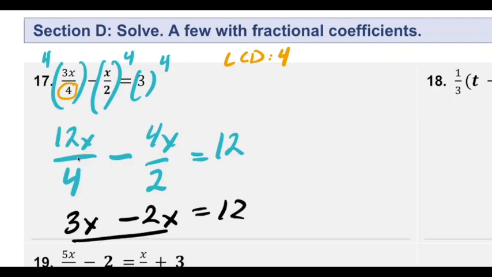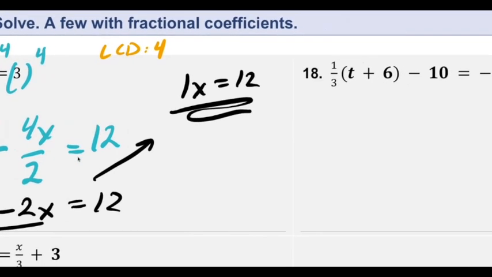And we can simplify a little bit more. I'm going to move this over here. 3 minus 2 is 1x equals 12. And we're done. Let's move over here.